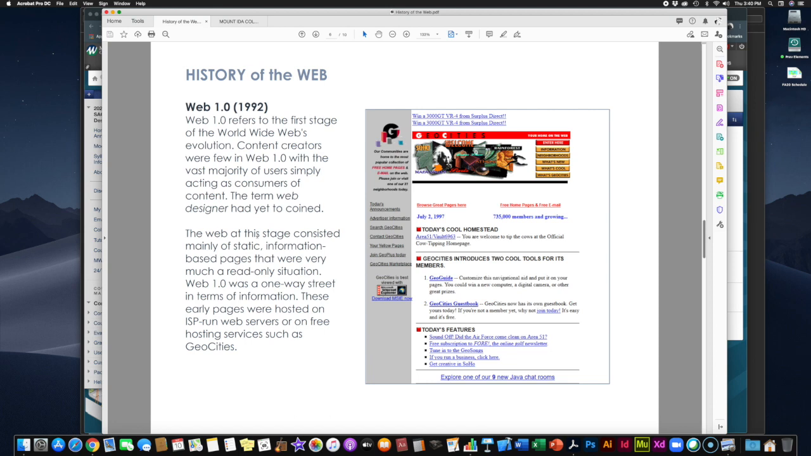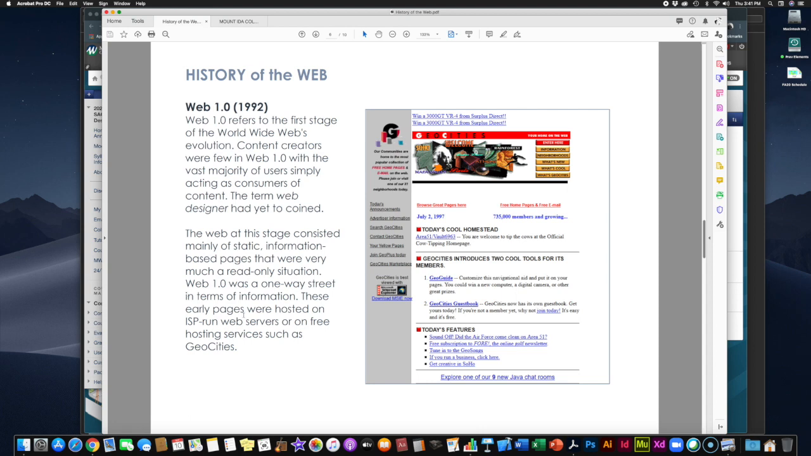They didn't think of themselves as designers, mostly because their ability to design space on the web was limited by the technology, right? So the web at this stage consisted mainly of static information-based pages that were very much a read-only situation. You went to the web page, you read the information. There were hyperlinks, right? These blue underlined bits of text here would obviously act as links and take you to other web pages. But it was a one-way street. You read the information, you consumed the information. You didn't communicate with anybody over the web. They were just giving you information, right? So like I said, it's a one-way street in terms of information.